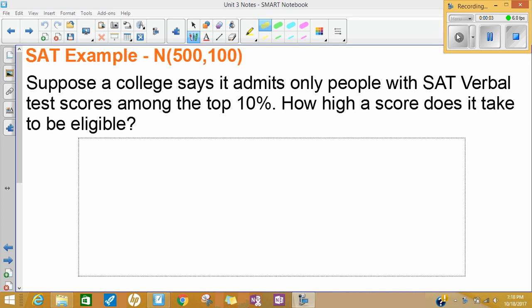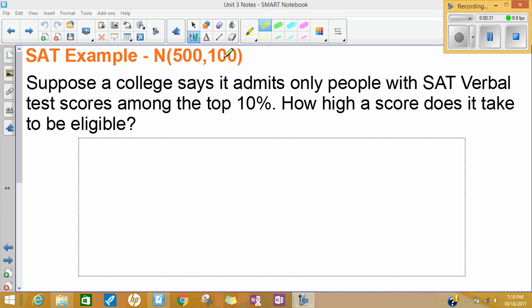Hey guys, we're going to talk more today about the normal curve, specifically about finding percent area underneath the curve, and also finding a data point or even the mean if we know the area under the curve that we're interested in. So we talked yesterday about the SATs and this notation here that says we have normal data with a mean of 500 and a standard deviation of 100.